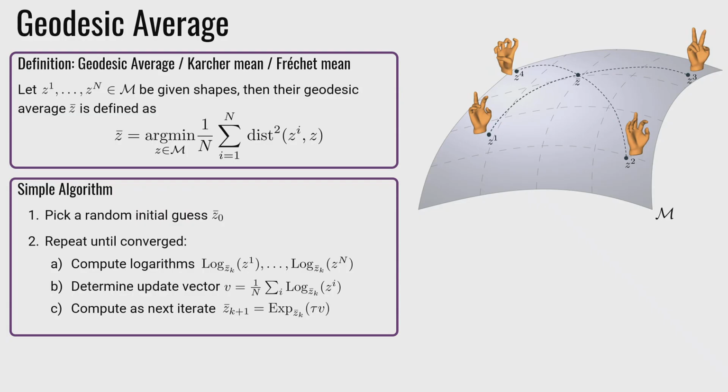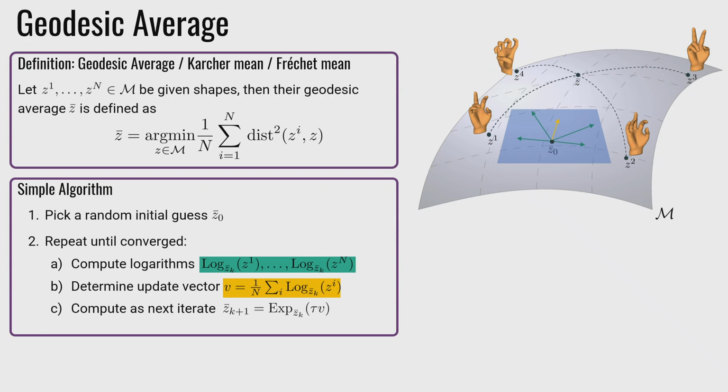So what you do is you can do an iterative algorithm where you pick an initial guess Z0, then you compute the logarithms, so the directions to all your shapes. So these are the green arrows here. And then you sum up those directions, which you can actually do because they are now in the tangent space. So you are linear, so you can just sum up.